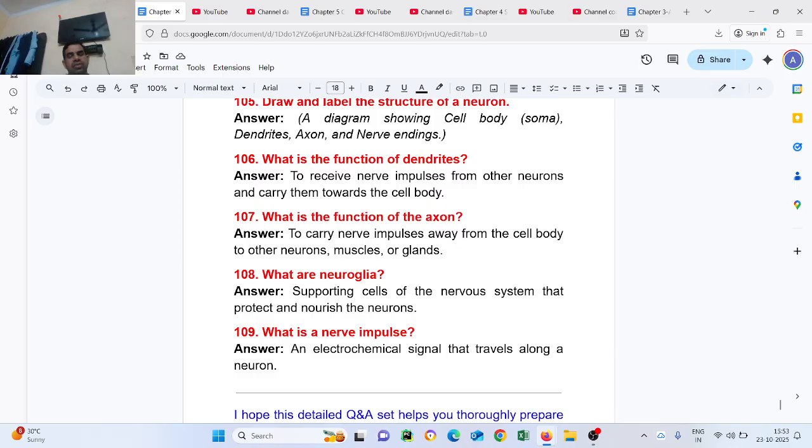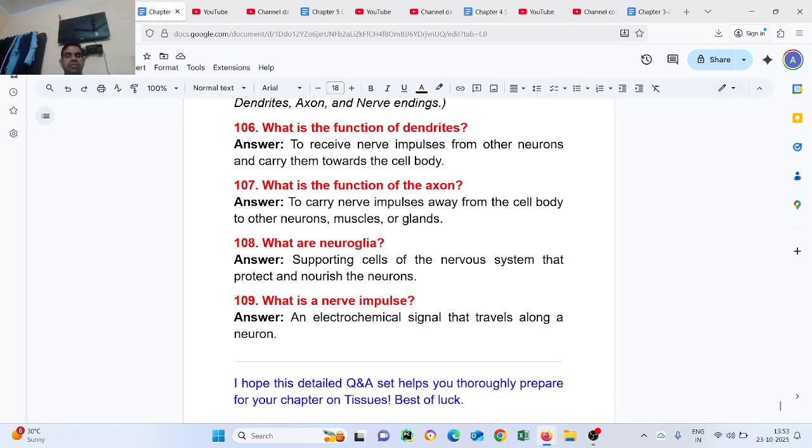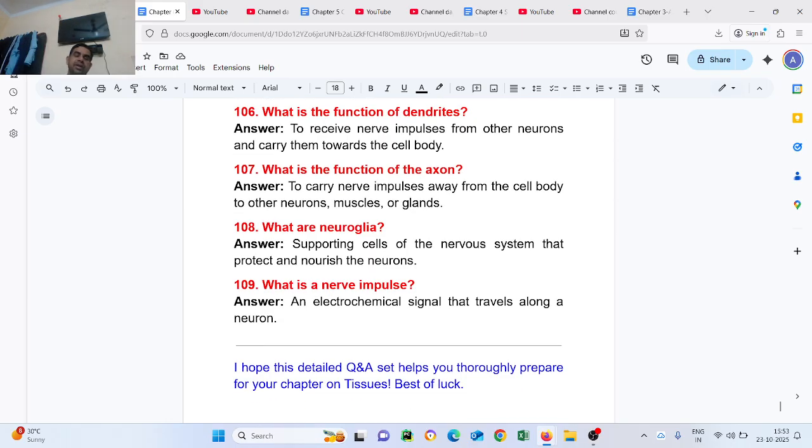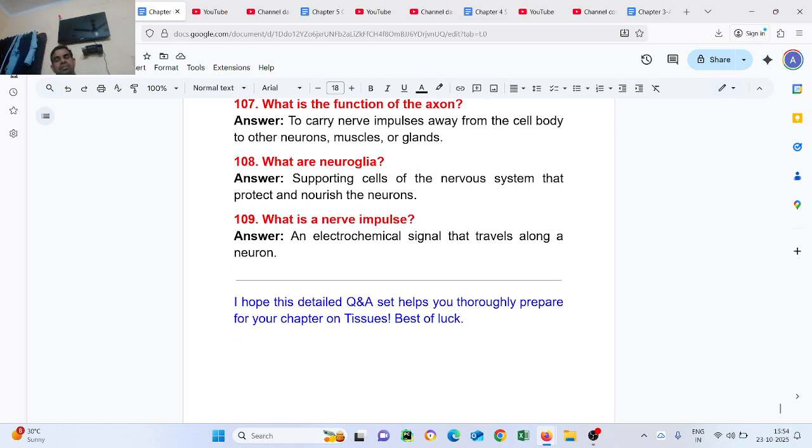Question number 108. What is neuroglia? Supporting cells of the nervous system that protect and nourish the neurons are called neuroglia. Question number 109. What is a nerve impulse? An electrical signal that travels along a neuron is called an impulse.